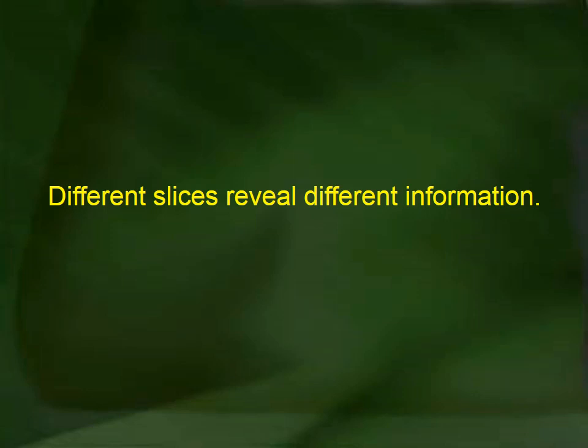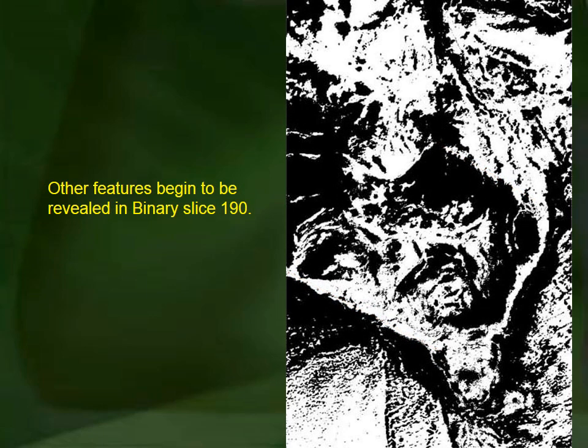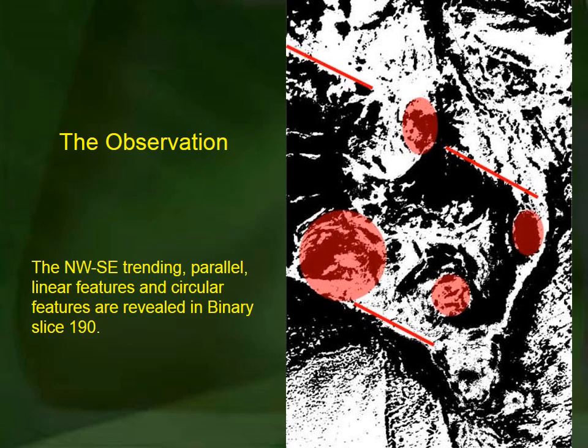Different slices reveal different information. This binary approach to analyzing geophysical data reveals patterns that cannot be recognized using geological data. This approach to data analysis reveals northwest-southeast trending parallel linear features and circular features at binary slice 190.